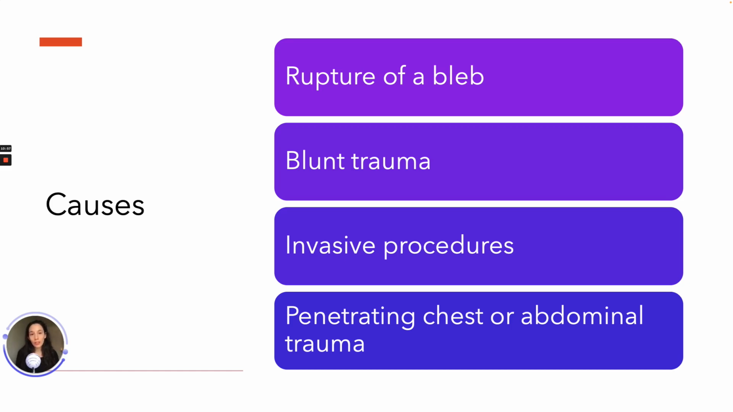There's also blunt trauma, like a rib fracture. This causes a traumatic pneumothorax. There's an invasive procedure. So a traumatic pneumothorax may occur during invasive thoracic procedures in which the pleura is inadvertently punctured. And we may have a penetrating chest or abdominal trauma, such as a stab wound or gunshot, and that would cause a traumatic pneumothorax.